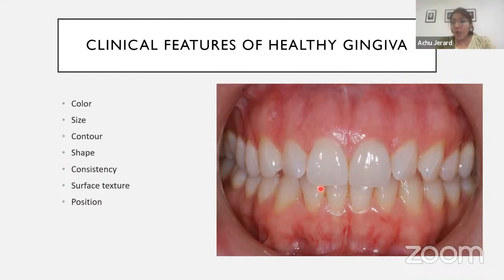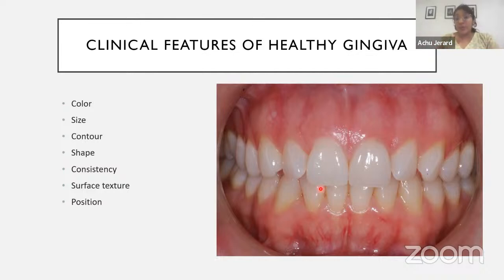We have to know how a normal thing appears if we have to diagnose an abnormal condition. So it is important. We'll be discussing briefly, from the exam point of view, the color, size, contour, most importantly surface texture, then position and shape and all that. Beginning with the color, you all might know by heart it is coral pink in color.